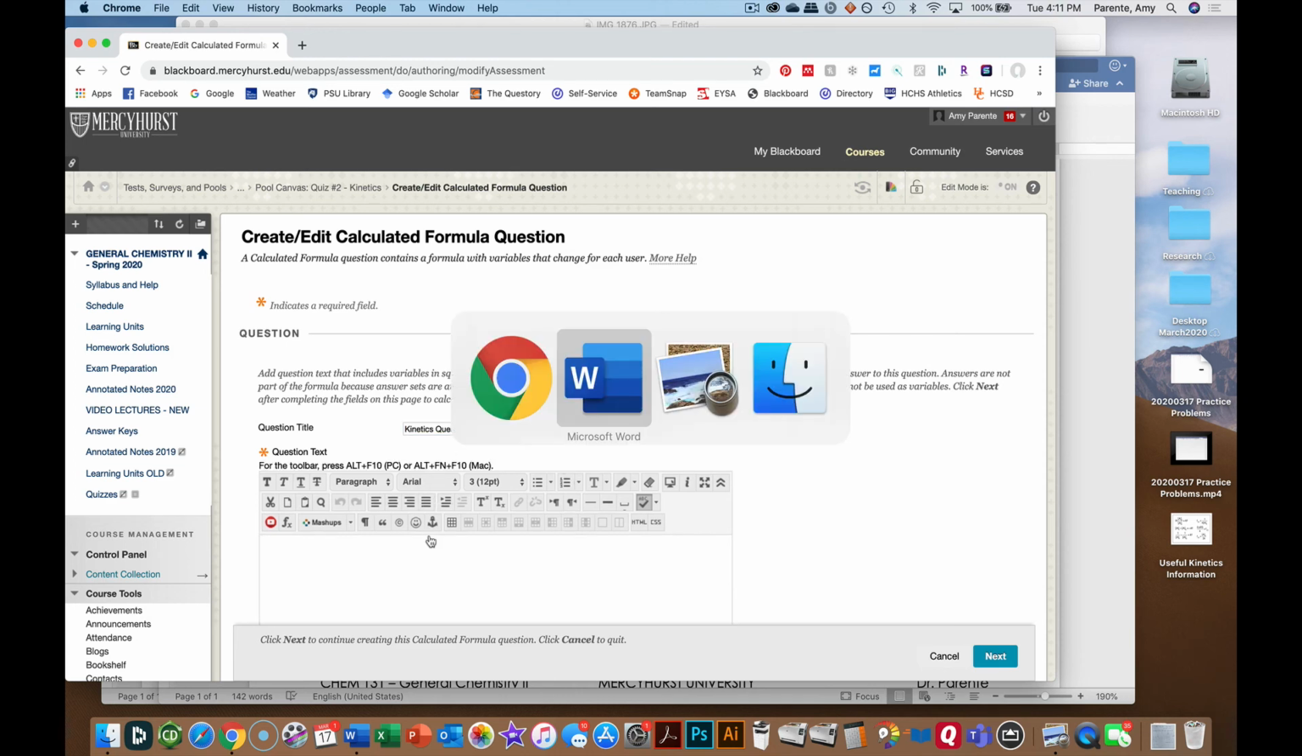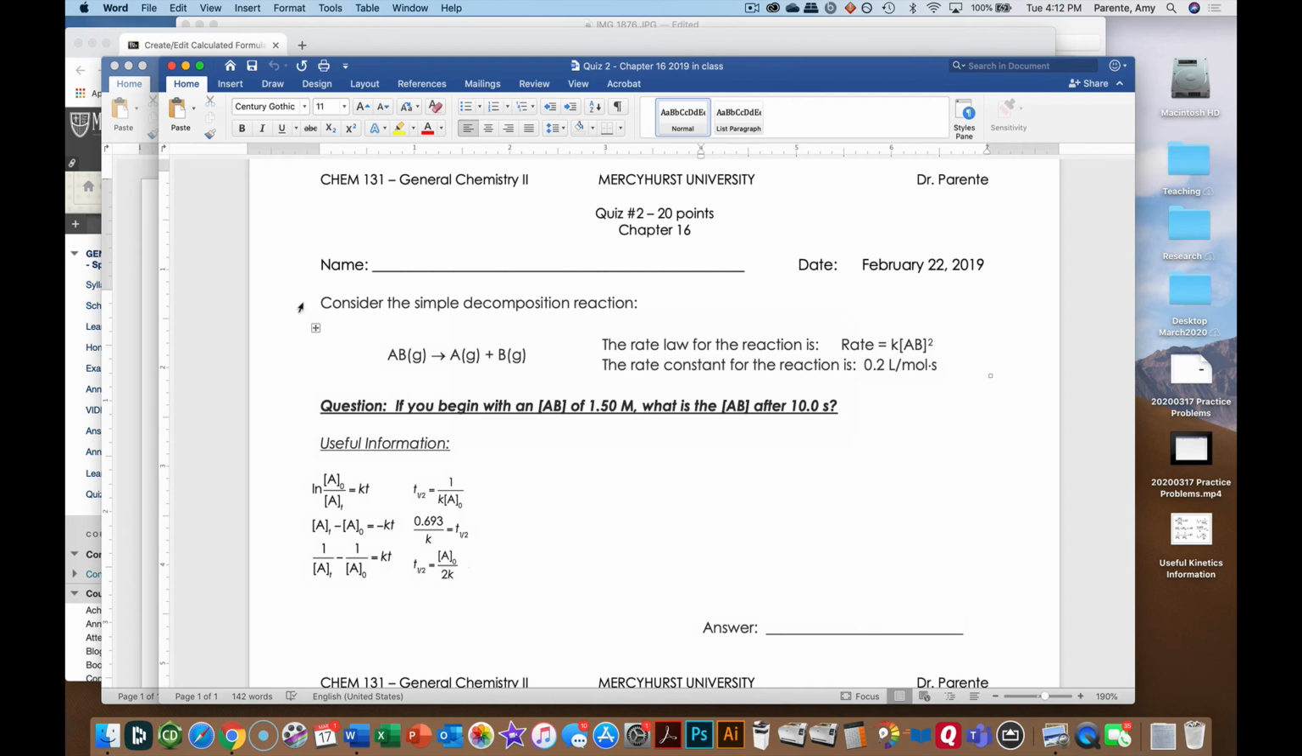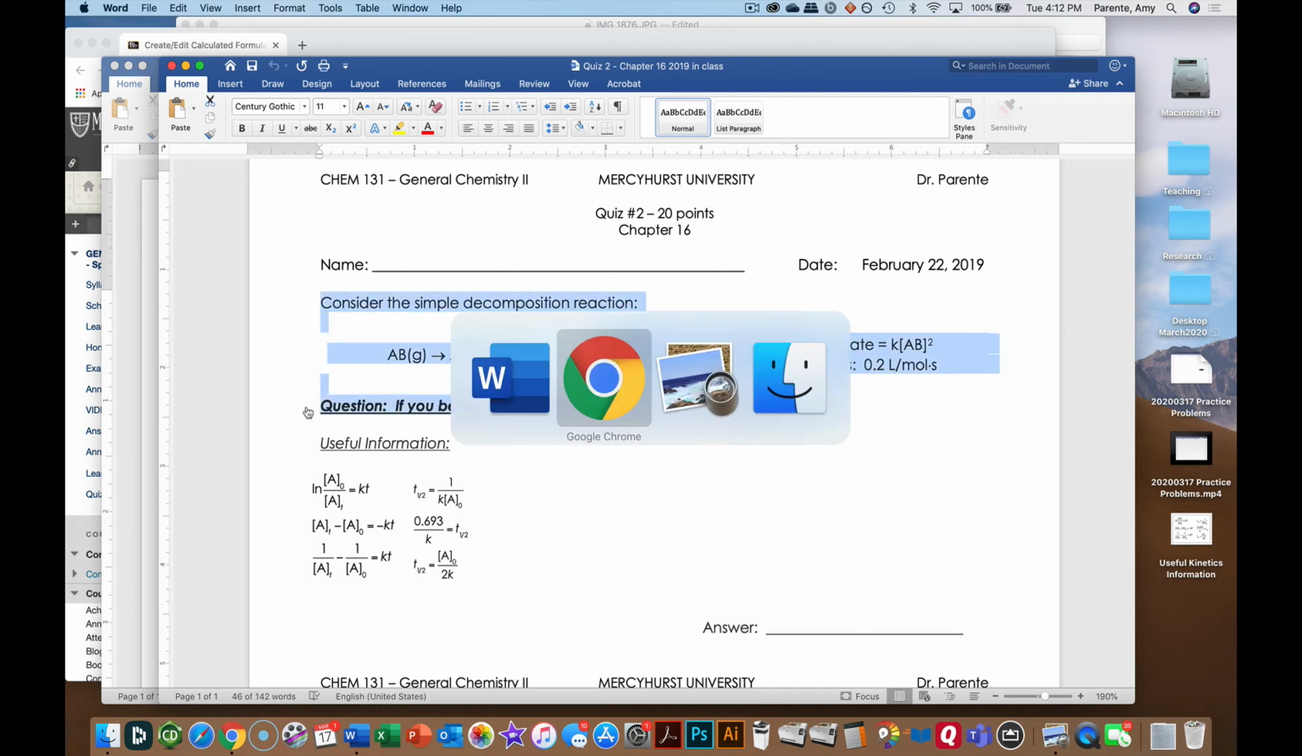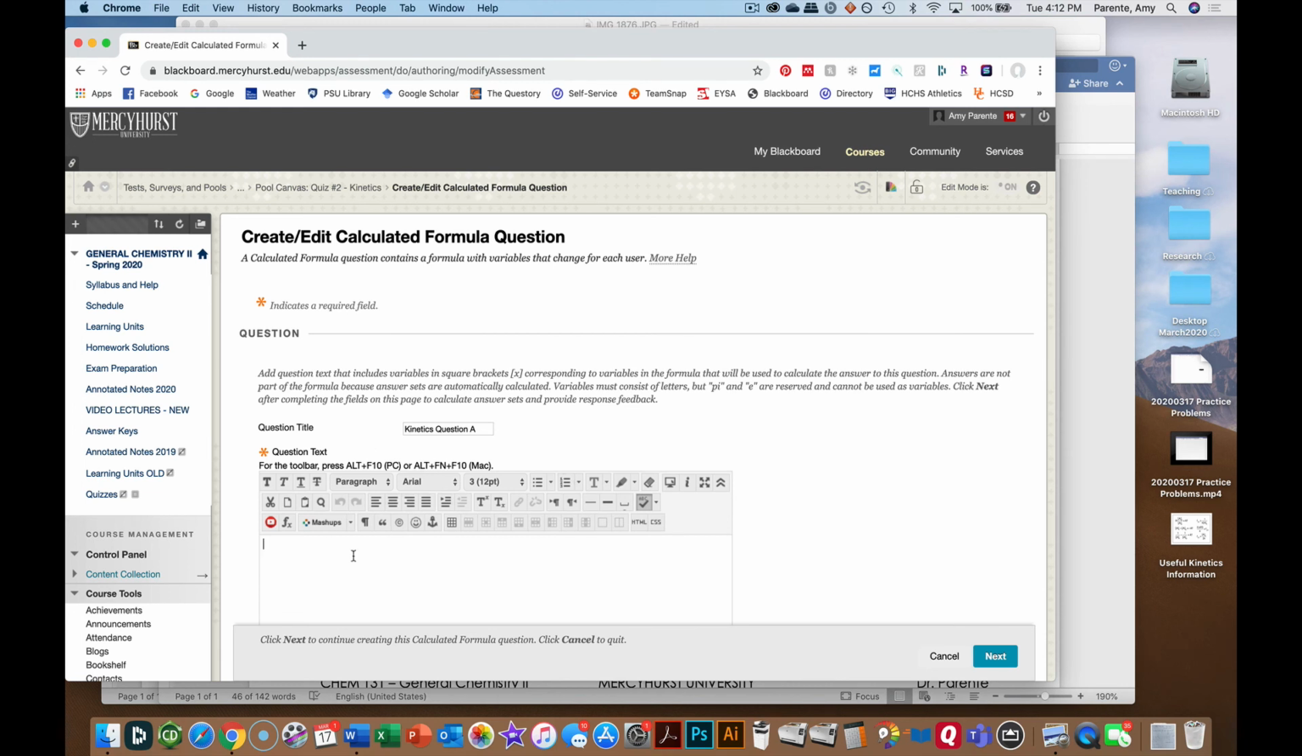So again, I'm going to come back over here and I'm going to copy this information that I already wrote here, and I'm going to paste it over here. You could just type this in, but since I had a lot of it written already, we can see that there's some of these that I'm going to actually have to change because they don't translate over here.